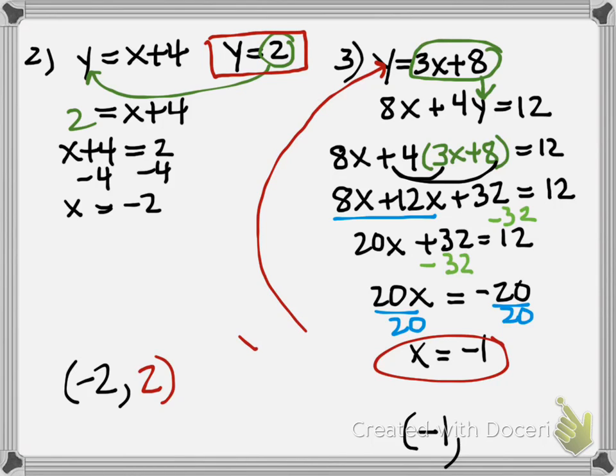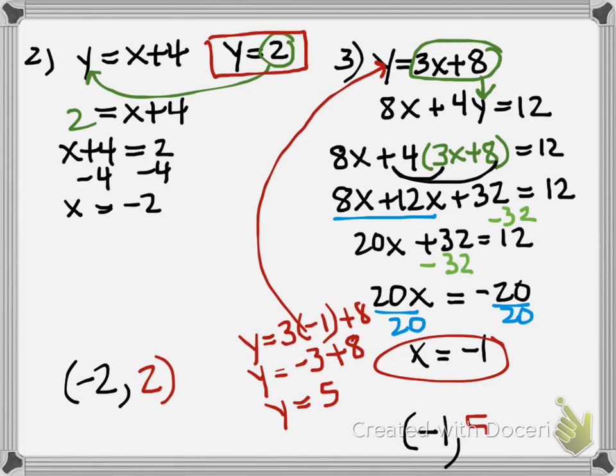So now I have y equals 3 times the x value, which is negative 1 plus 8. So 3 times negative 1 is? Negative 3. And what's negative 3 plus 8? 5. So that tells me the answer to the y coordinate. So now I've got the ordered pair is negative 1, 5.